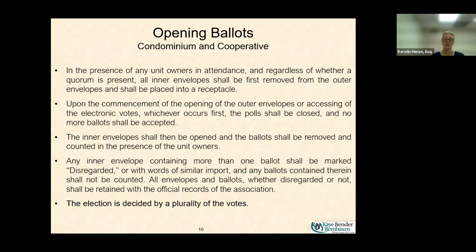So you'll slice through the outer envelope, you'll pull all the inner envelopes out, then you'll slice through the inner envelopes, and then you take out the election ballot. If you have more than one election ballot in the inner envelope, you've got to disregard it. Then you start counting. Volunteers can start counting the candidates, and the election is decided by a plurality of the votes.